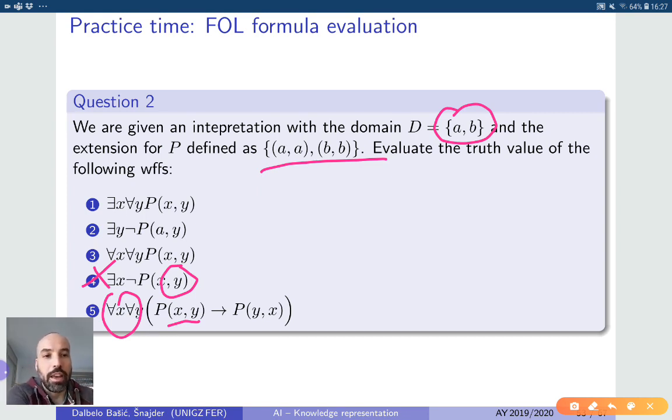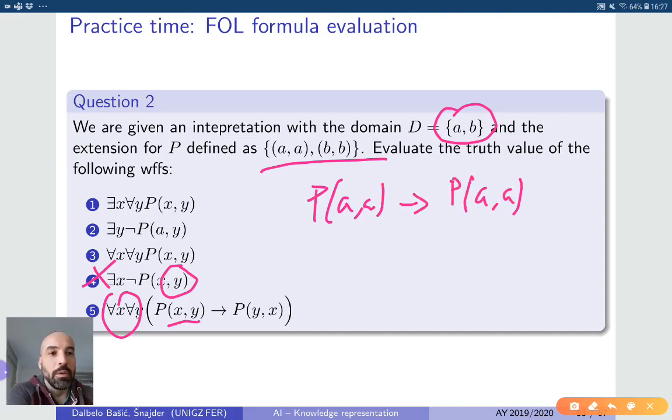So if AA, what do we have then? We have PAA implying PAA again. Will this be the case? Well, PAA is true, right? Because it's covered by the extension. And if this is true, then this is true as well. True implies true is true. So this is okay.